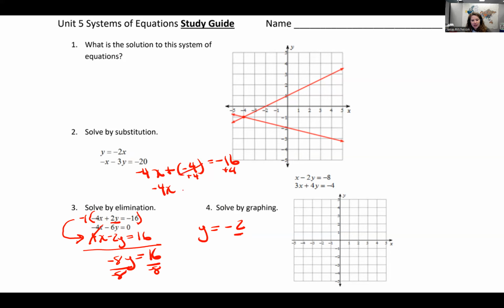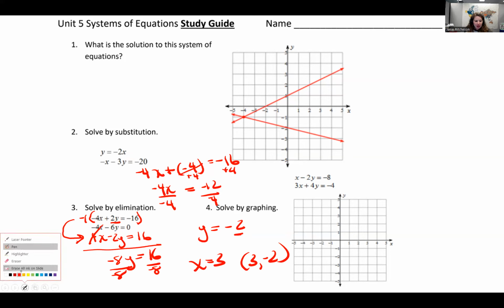So now that goes away. I have -16 plus 4 is -12. When I divide both sides by -4, I get x equals 3. So my ordered pair is (3, -2) for number 3.